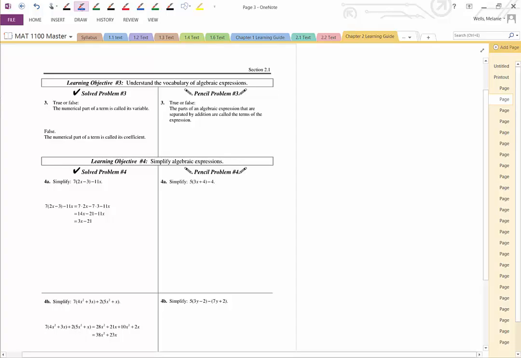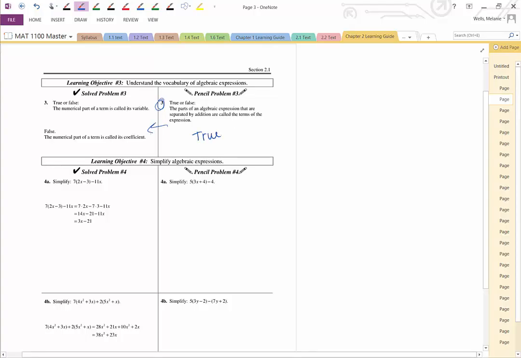Okay, continuing into point 1 in the learner guide, we have a couple of terms that are being defined. First one in the pencil problem says true or false: the parts of an algebraic expression that are separated by addition are called the terms of the expression, and that is true. That's the definition of a term.